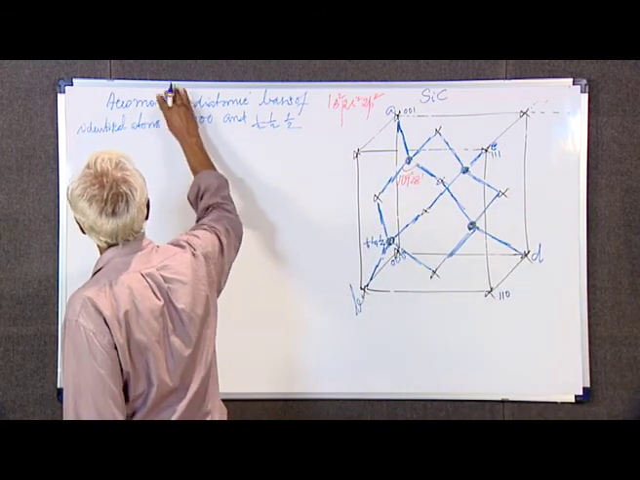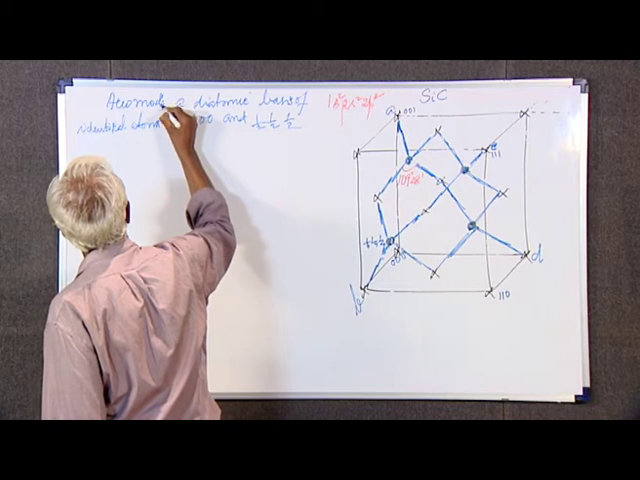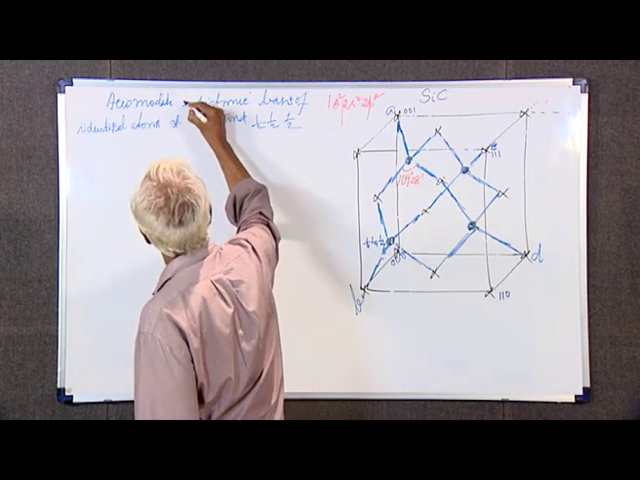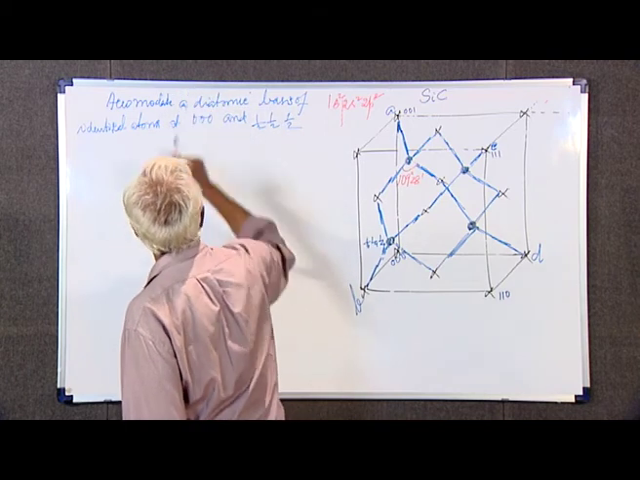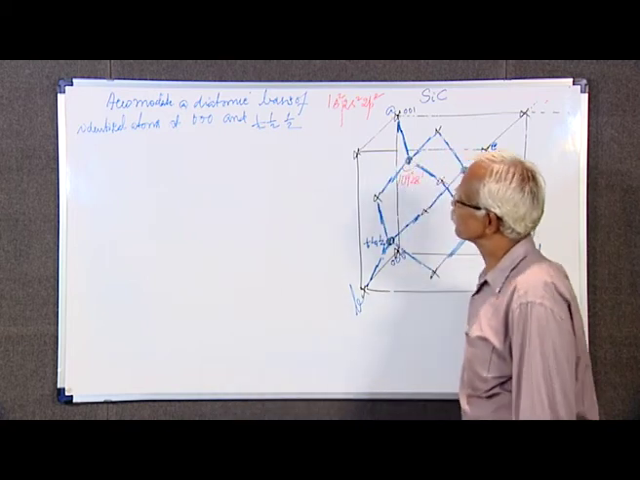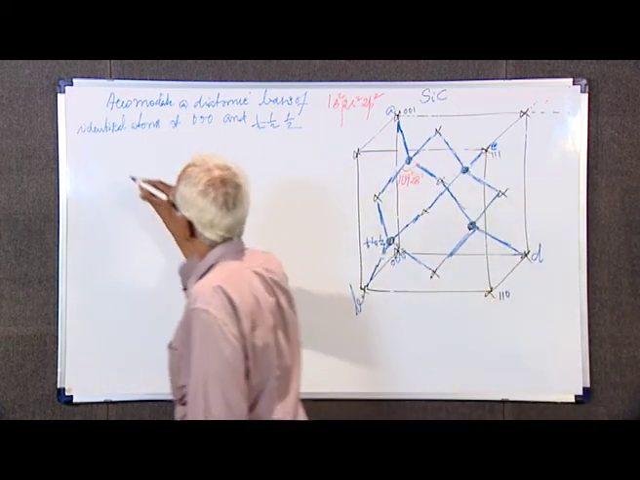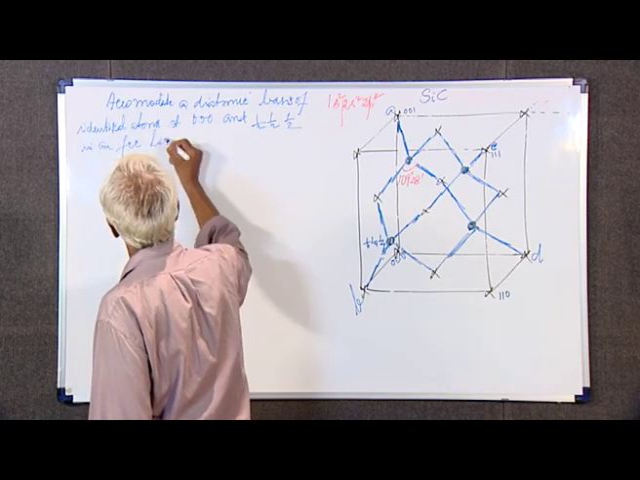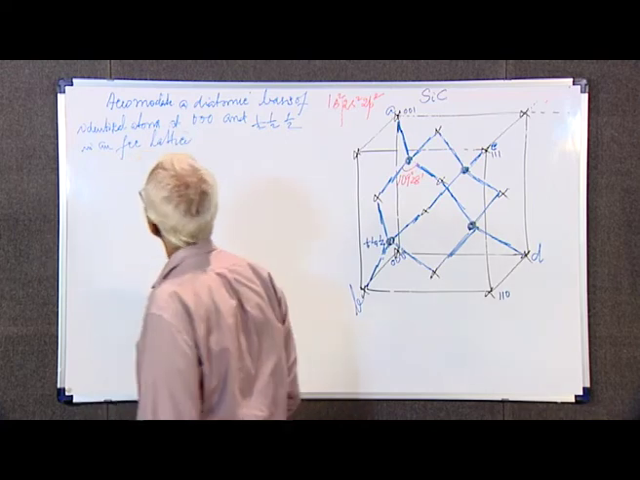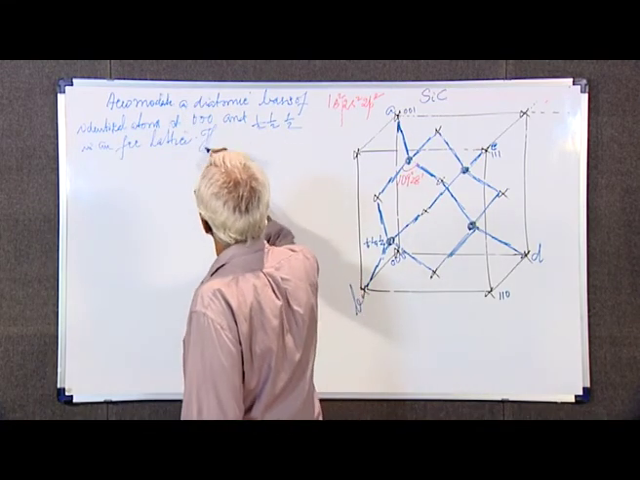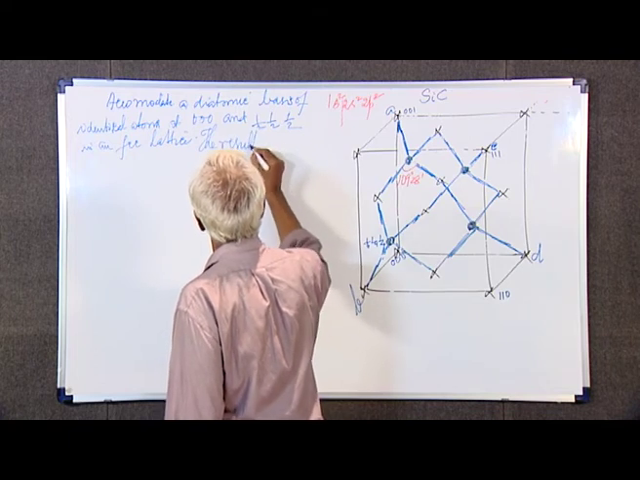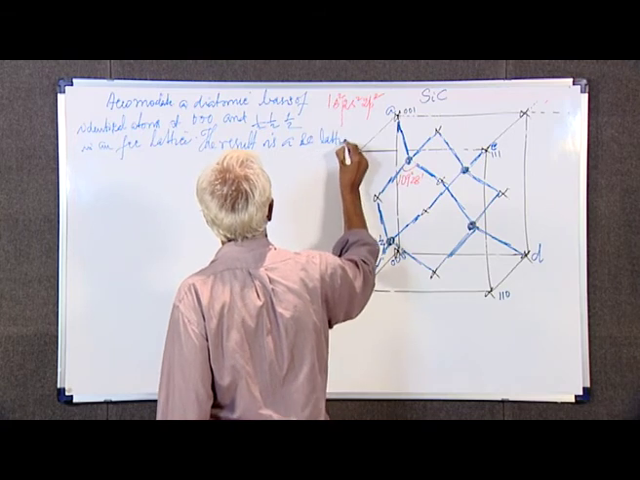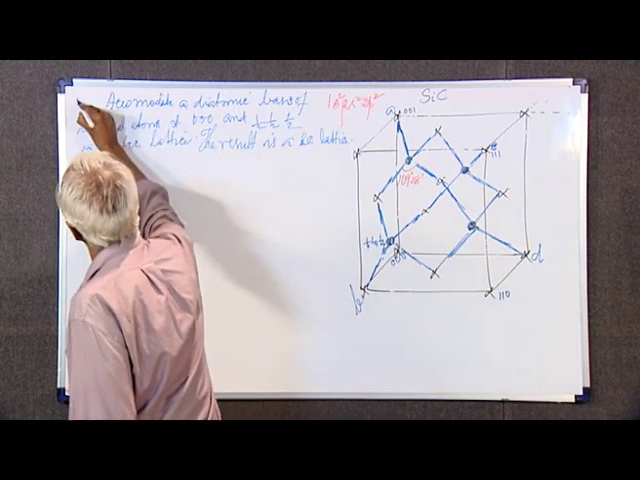Accommodate a diatomic basis of identical atoms at 0, 0, 0 and half, half, half in an FCC lattice. The result is a simple cubic lattice. This is the first problem.